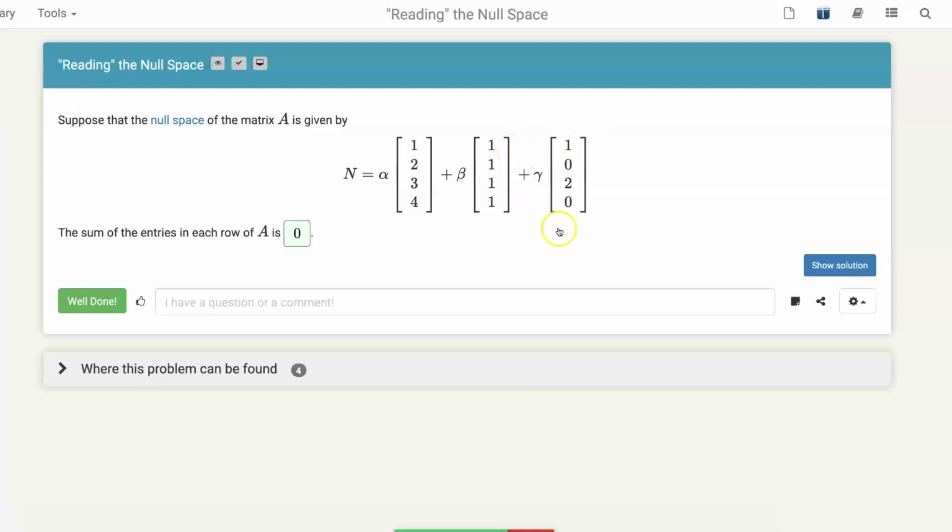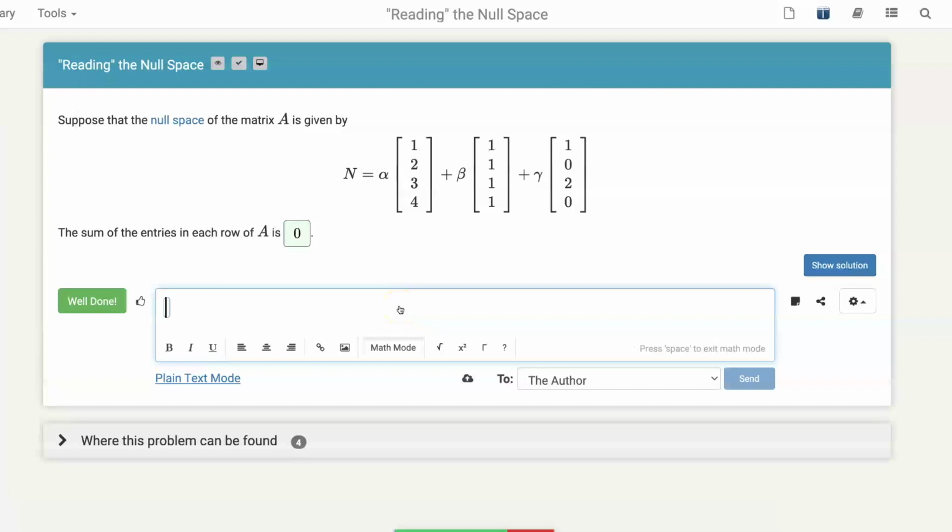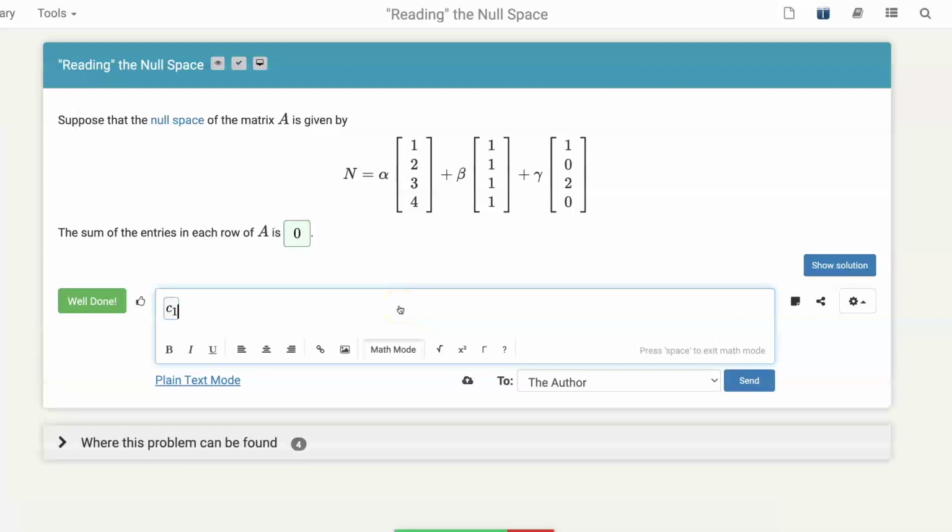I also see something interesting in the third element of the null space. What is it saying? It's saying that the first column plus twice the third column equals 0. Let's solve for this. And we see that the first column is minus twice the third. So another interesting piece of information that you can get out of the null space. So that's reading the null space.